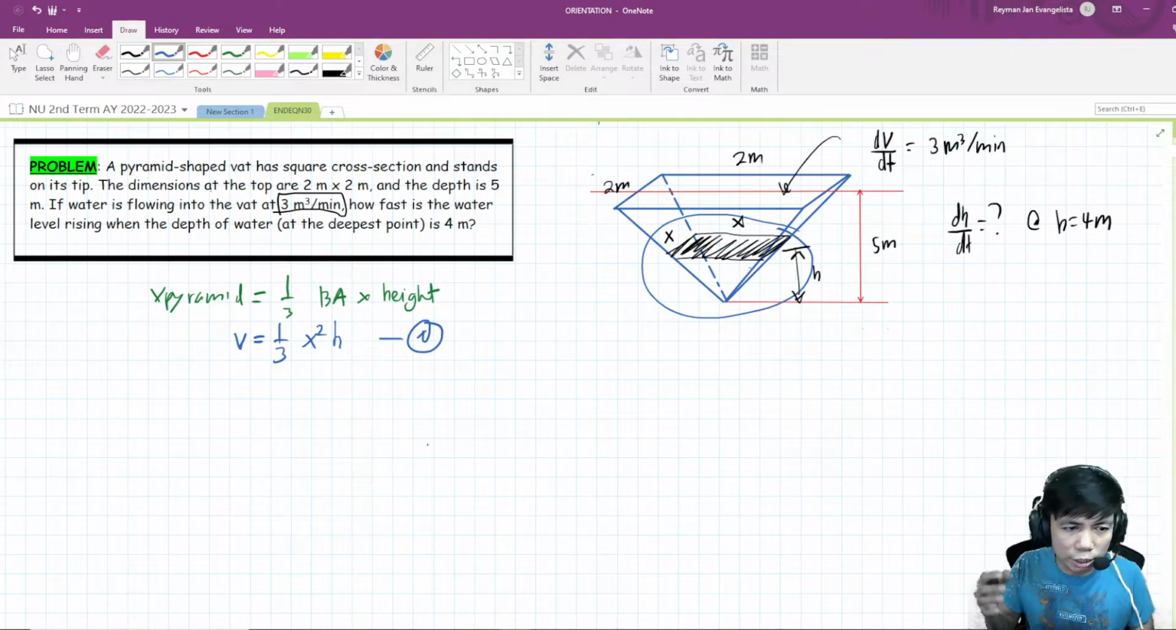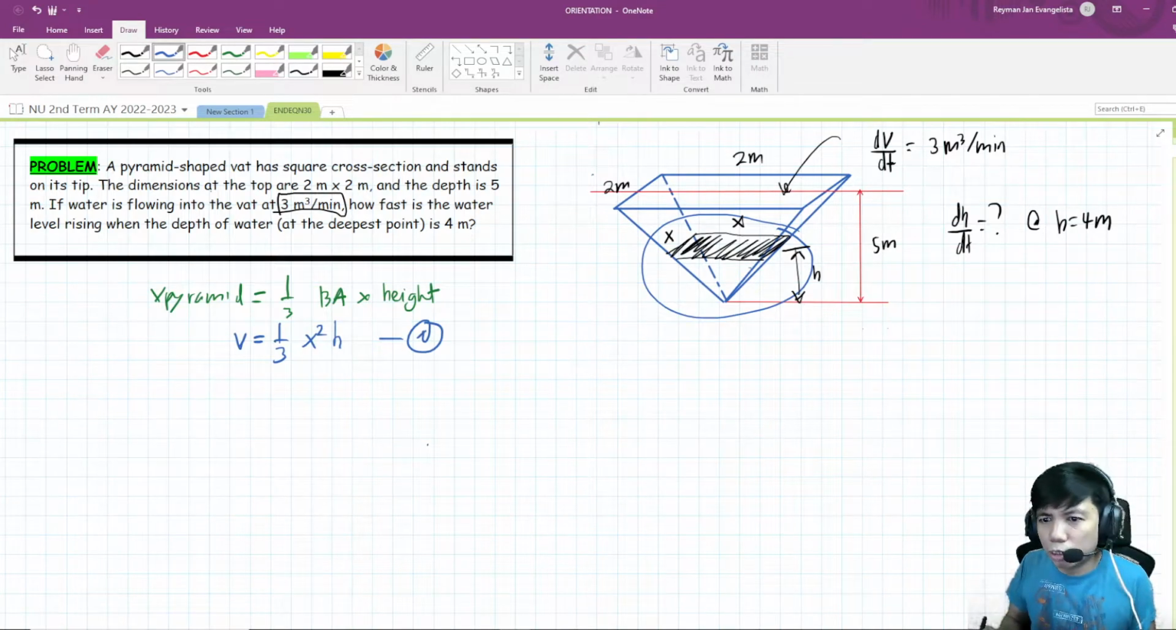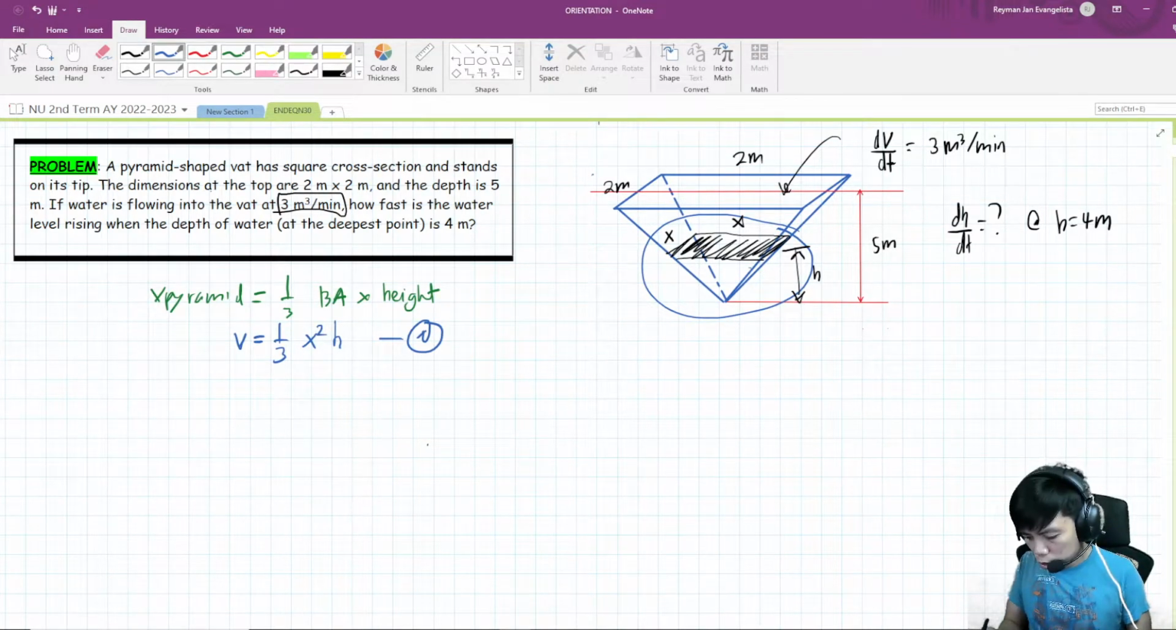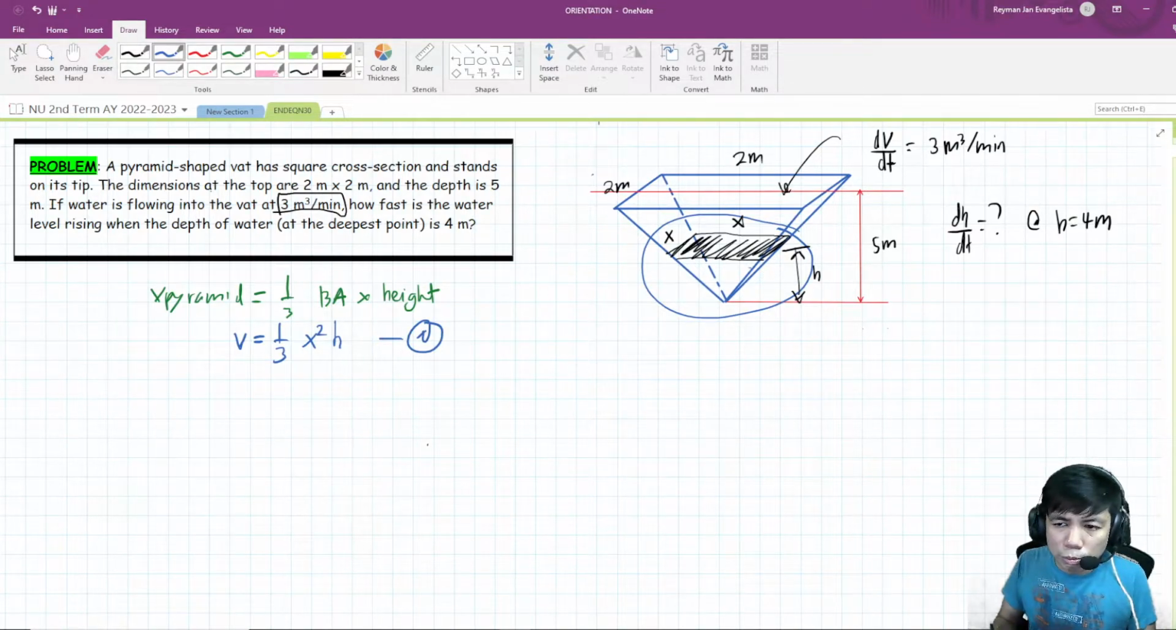Siyempre dun sa ating figure. So sa mga geometry type na problem, important guys yung paggawa ng figure, para ma-visualize mo yung problem, and other equation na can be derived or formulated.